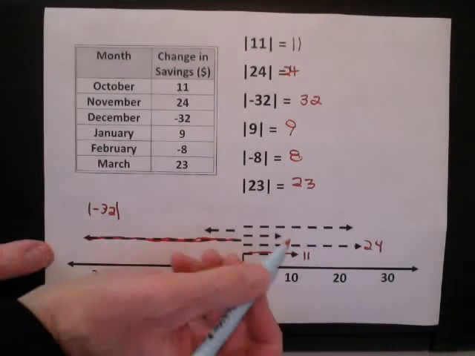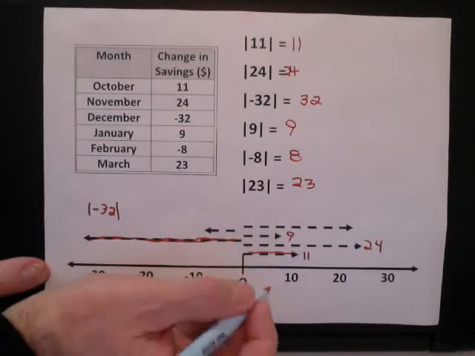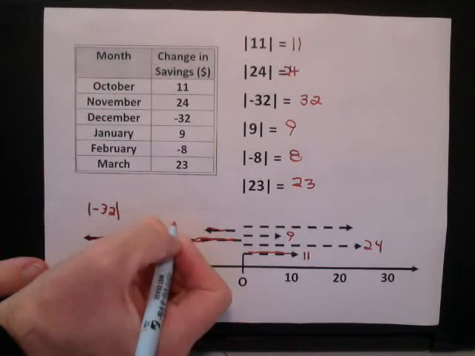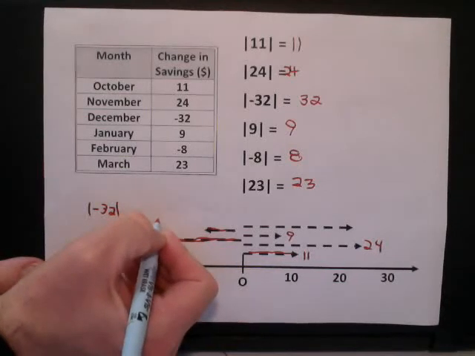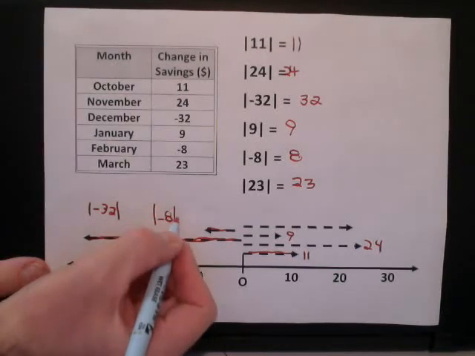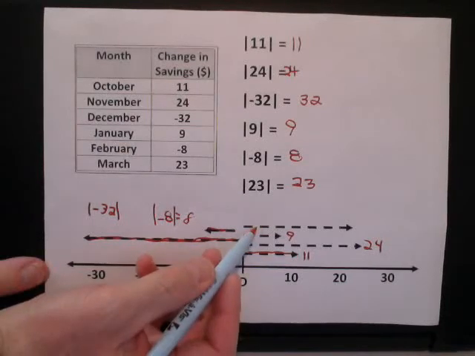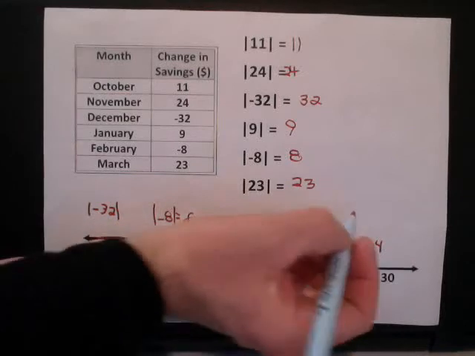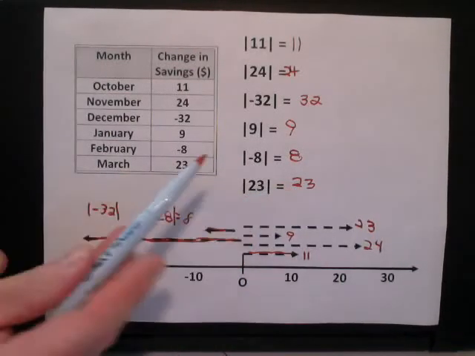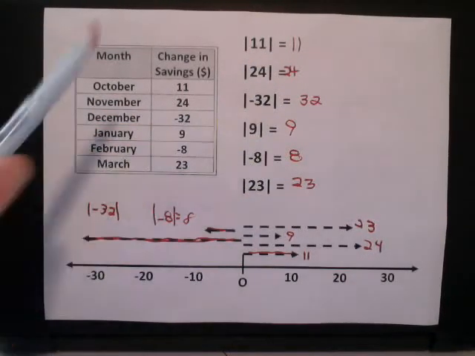Then we have January, which has an absolute value of positive 9. And then February's right here. Even though it is a negative 8, if we look at the absolute value of that, it is 8, and you can see that's not a very big line. And then back here in March, we have 23, and that will give us an absolute value of 23. So now that we have our amounts as whole numbers, we can then begin comparing them.